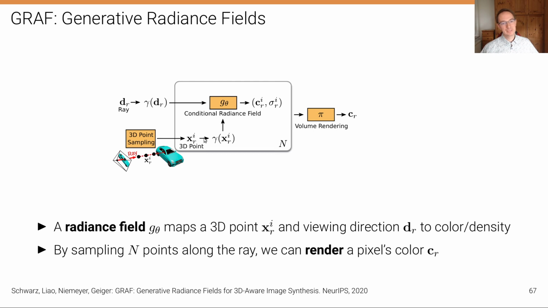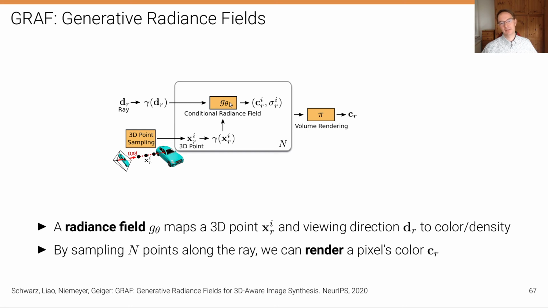We have a radiance field here that we know already, that maps a 3D point X and a viewing direction D. This gamma here is just a positional encoding as for NeRF. So we push both through a positional encoding, and this maps to a color and a density. Then for that ray, we do this radiance field computation for multiple samples along that ray. So X changes. We have an index I here because we have multiple samples along the ray. The direction is always the same.